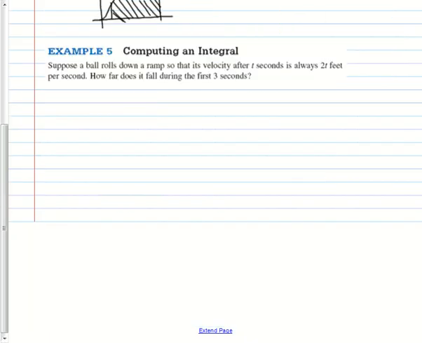Example number 5. Suppose a ball rolls down a ramp so that its velocity after t seconds is always 2t feet per second. How far does it roll during the first 3 seconds? Is this the same one that we just did? 9 feet. Remember, we have a velocity versus time graph. 2t is this equation right there. There's f of t equals 2t.